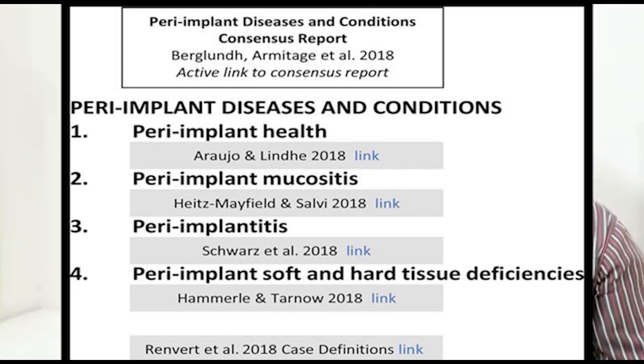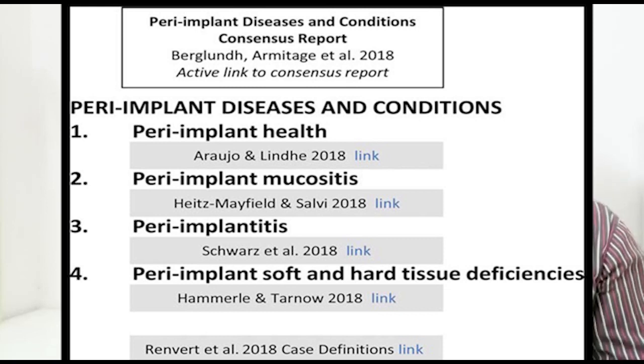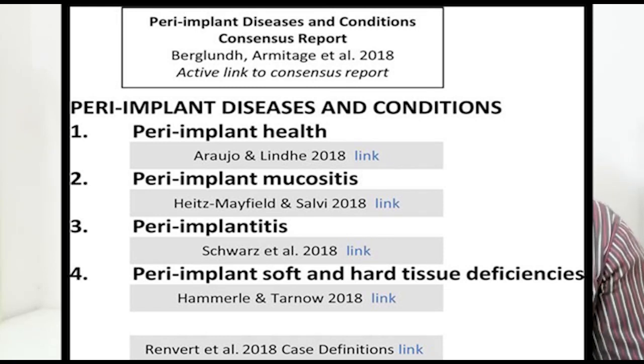Number two is peri-implant mucositis. This is if the patient is having some problem. Okay, we will discuss this later in other slides. The third one is peri-implantitis. Number four is the peri-implant soft and hard tissue deficiencies.